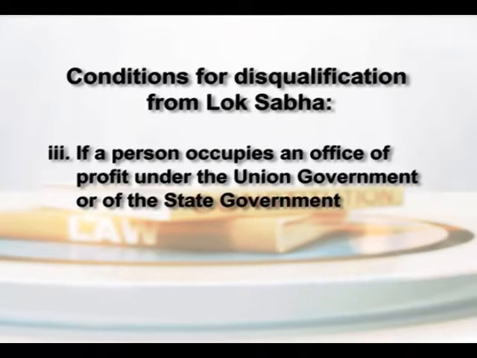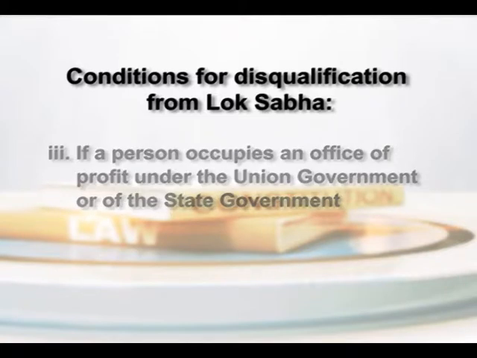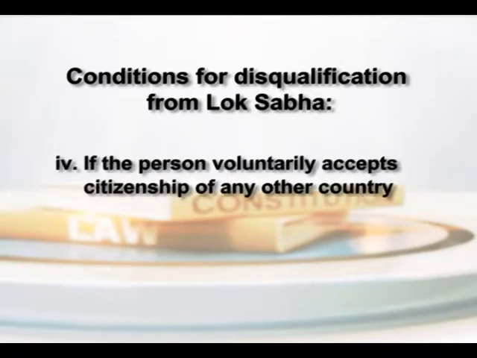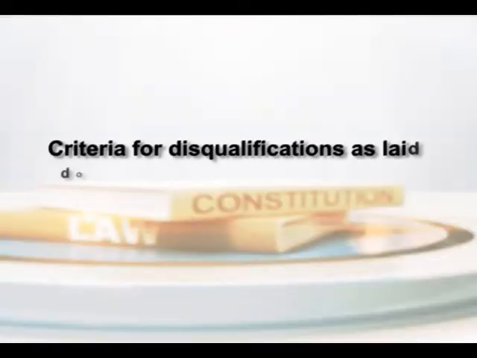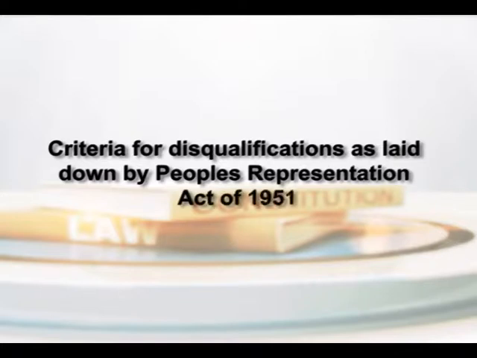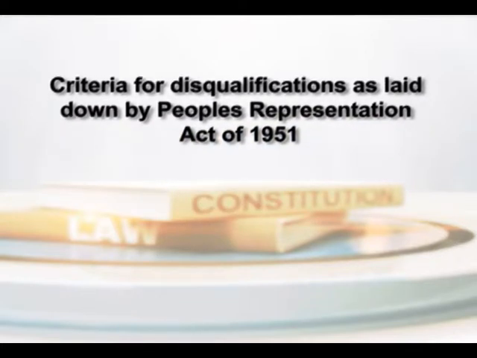Thirdly, if a person occupies an office of profit under the government of the Union or of the state government, he shall be liable to be disqualified. And finally, if the person voluntarily accepts the citizenship of any other country. Now, in pursuance of the qualifications mentioned above, or in pursuance of Article 372, which deals with matters on election, the Representation of People's Act of 1951 laid down certain essential criteria for disqualification of a membership.